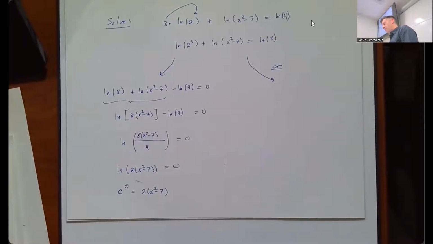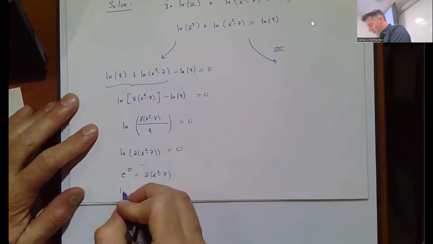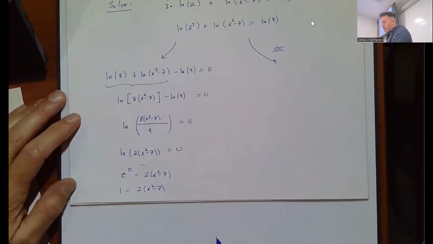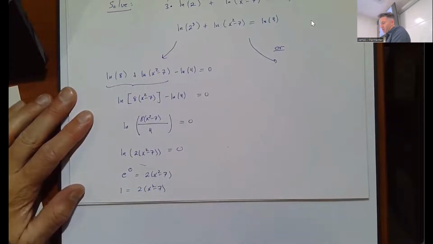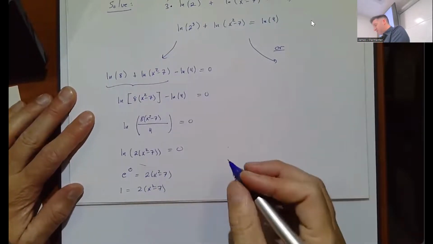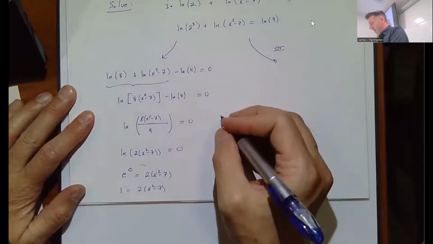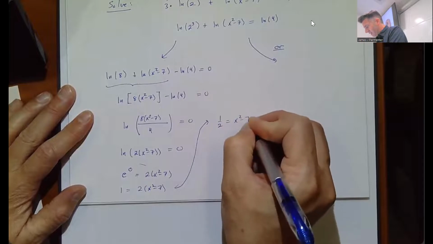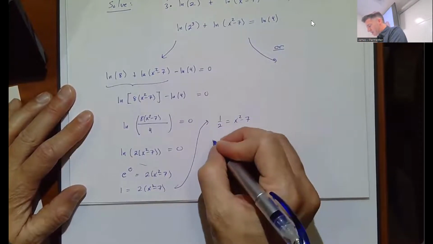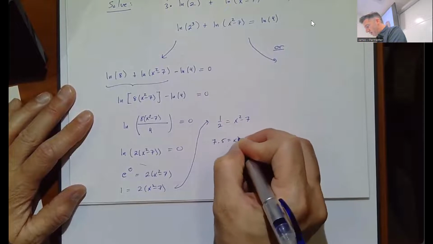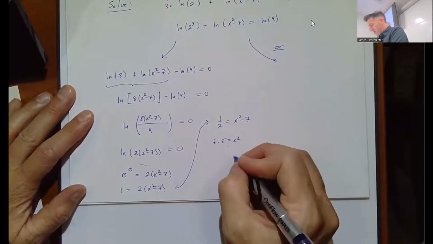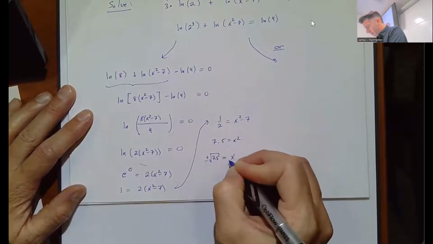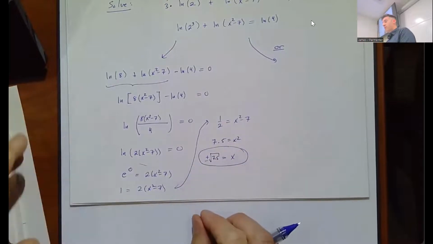And then we could solve this. It's not going to be very pretty. You'd have 1 equal to 2 times x squared minus 7. Then I would maybe divide both sides by 2, I guess. Sure. This is not the fun part. So we get 1/2 equal to x squared minus 7. We add 7 to both sides. We get 7.5 equal to x squared. And then we take the square root of both sides, and we get x equal to plus or minus the square root of 7.5. Not my favorite number, but whatever.